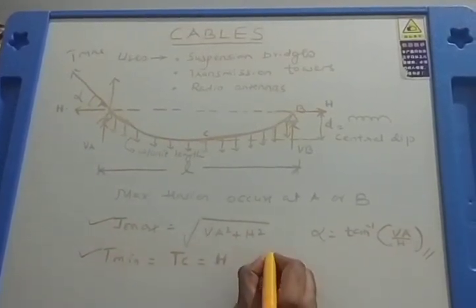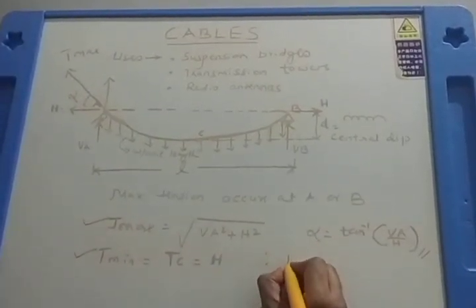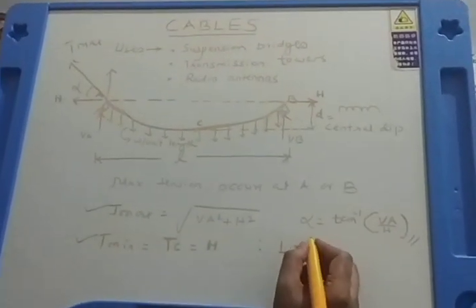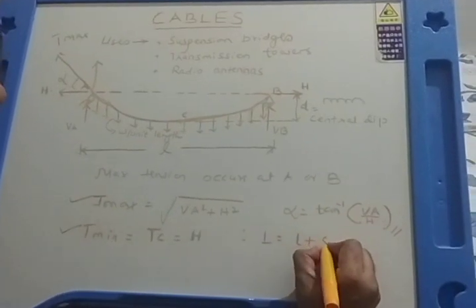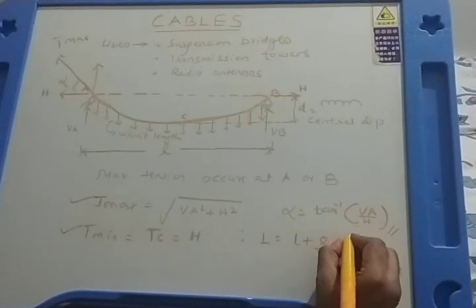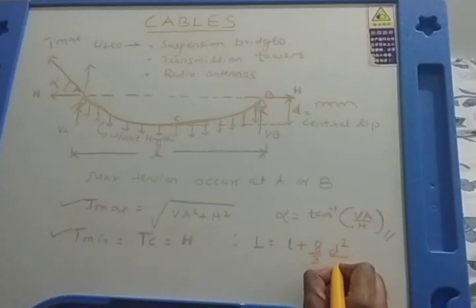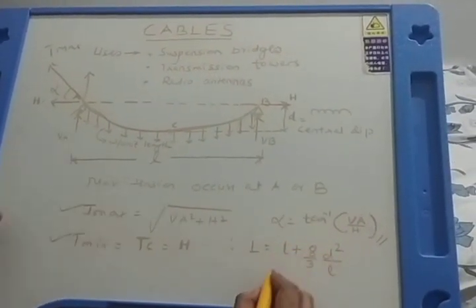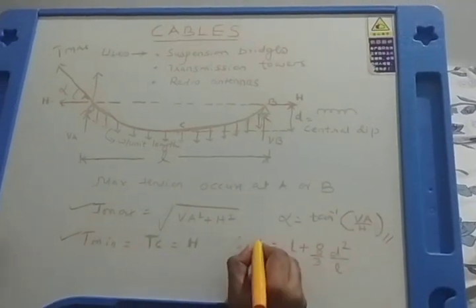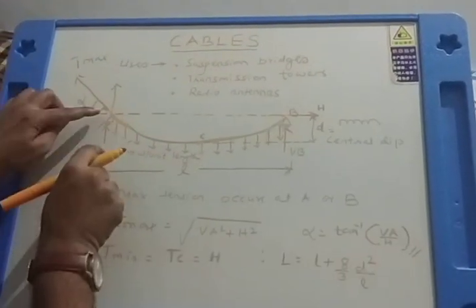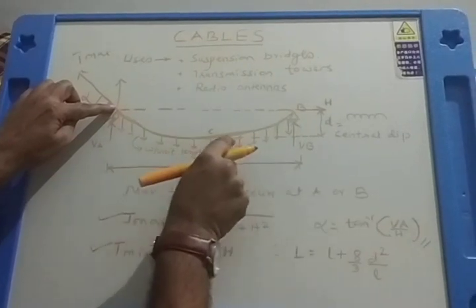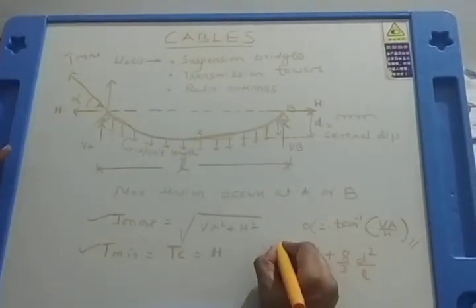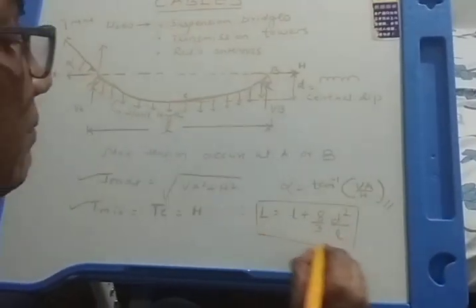Then another thing that is more important in case of cables is the length of the cable. Length of the cable is given by the formula L plus 8 by 3 D square upon L, where L is the span of the cable and D is the dip of the cable. So this is the total length of the cable. That means from A to B all along the cable, if you count, that is the length of the cable, which is equal to this. So this is very important.